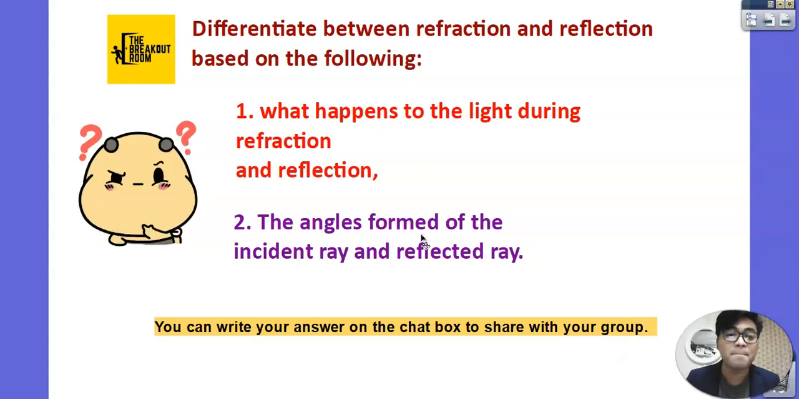So I'm going to give you a minute to think about the difference between reflection and refraction, and we're going to try to see what you got. Alright, so your time starts now. So it's pretty fast. One minute is over. So can you see your answer? So let's compare your answer with what I have here.